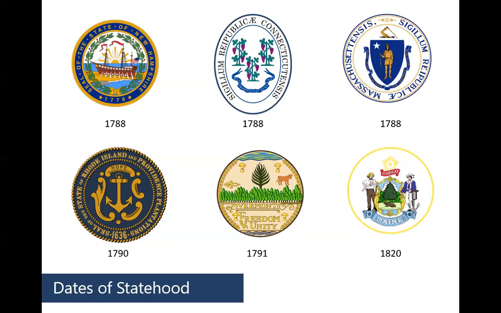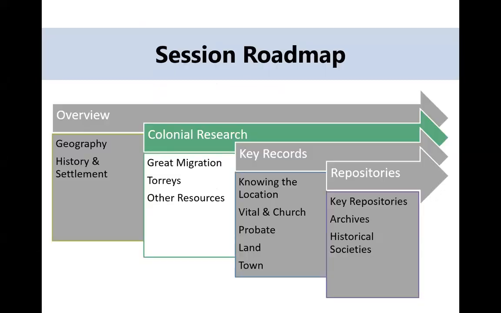The first New England states were New Hampshire, Connecticut, and Massachusetts. They all achieved statehood in 1788. Rhode Island was admitted in 1790, Vermont in 1791, and Maine in 1820. Now that I've introduced the pattern of New England settlement, let's discuss the resources that are available to trace your colonial ancestors.